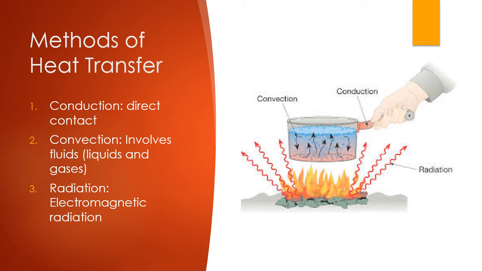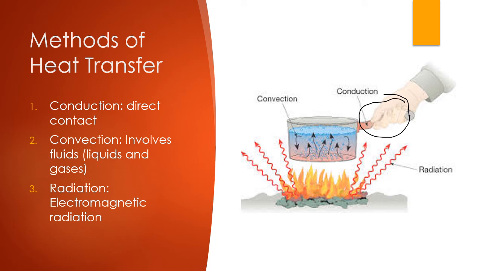The last part of the chapter, we're going to look at some methods of heat transfer. And what we have are conduction, convection, and radiation. With conduction, this occurs through direct contact. So an example in this diagram here would be this person holding the handle of the pot. So they are in direct contact with that handle. They can feel heat transfer through that direct contact.